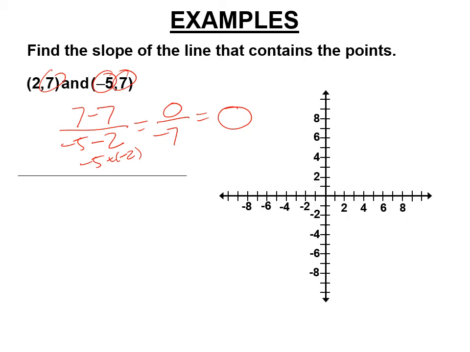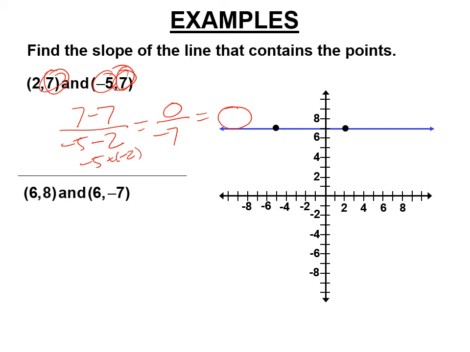And I think we're, sorry, 2, 7 and -5, 7. Right? It's this line right there. That's this line. I wish I could draw it better. Up there it is. And so there it is, and it had a slope of 0 because every point on there has the same y coordinate.